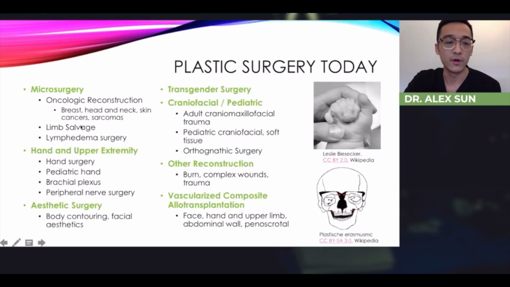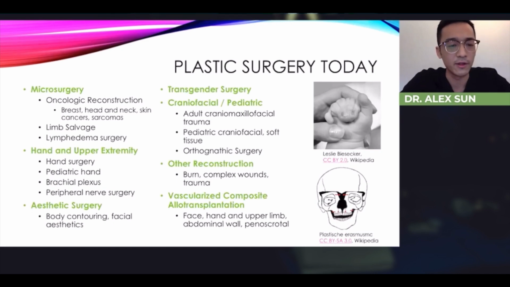A major thing that we do is oncologic reconstruction. So after breast cancer, head and neck cancer, skin cancers, soft tissue tumors, bone tumors, anything. Limb salvage is similar, reconstructing the limb after you have either cancer or trauma or some kind of wound, like a diabetic foot wound. Lymphedema surgery, it's sometimes called supramicrosurgery. It's where you're reconnecting lymphatic vessels, and these can be 0.3 millimeters, so very small.